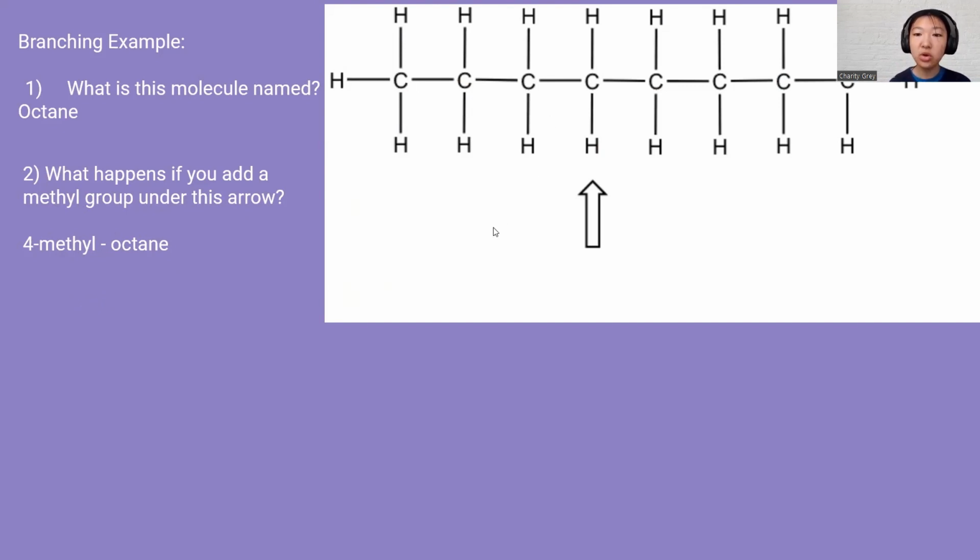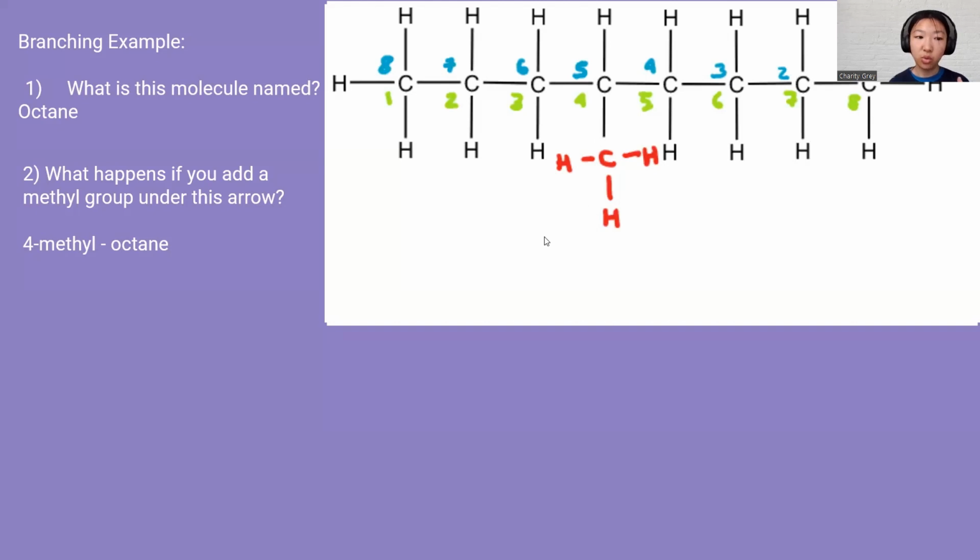Unpausing the video right now, we will see we have a methyl group drawn here. And then we have two different types of numbering. So we can either make it 4-methyl-octane, or if we count from this side, we can make it 5-methyl-octane. Please pause the video right now and explain why it's 4 or 5 to your neighbor.